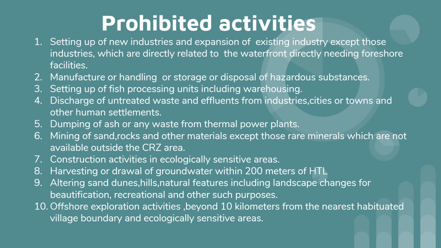Now, looking into the prohibited activities, as to what are the prohibited activities in these CRZ areas. The first one is setting up of new industries and expansion of existing industry, except those industries which are directly related to the waterfront, directly needing foreshore facilities. Second is manufacture, handling, or storage or disposal of hazardous substances. Third, setting up of fish processing units, including warehousing. Fourth is discharge of untreated waste and effluents from industries, cities, or towns and other human settlements.